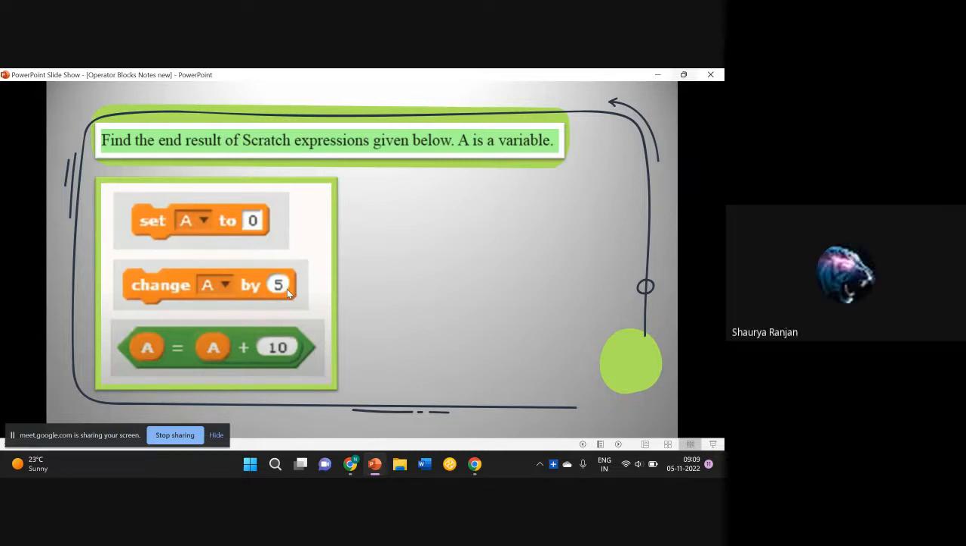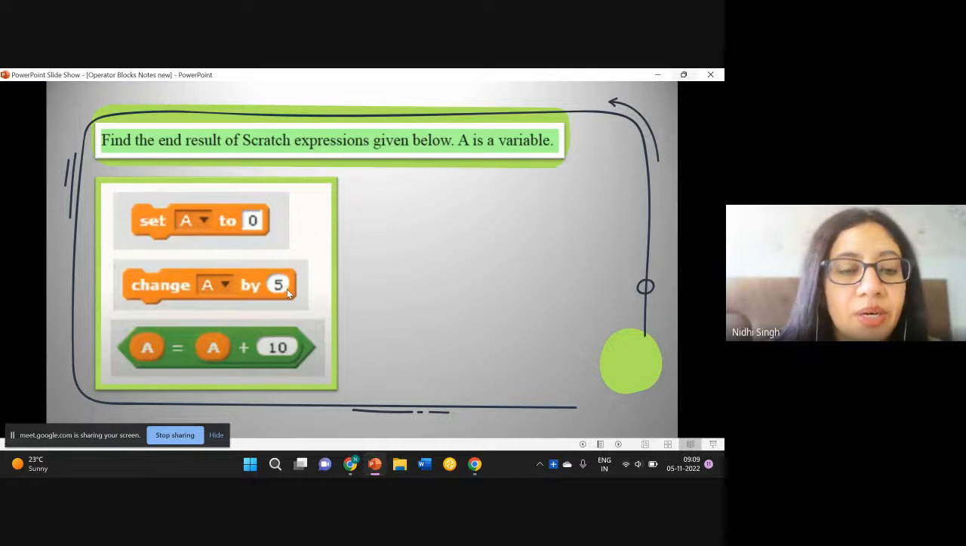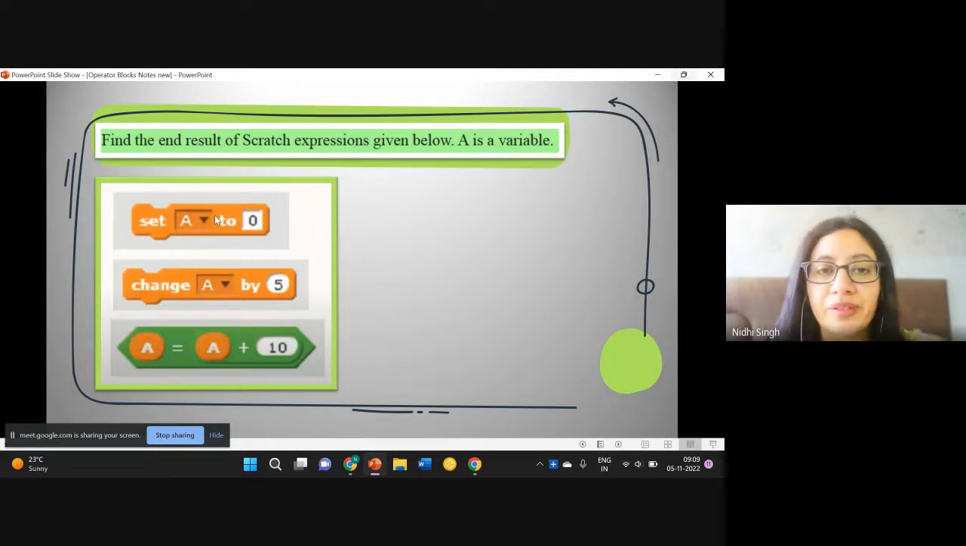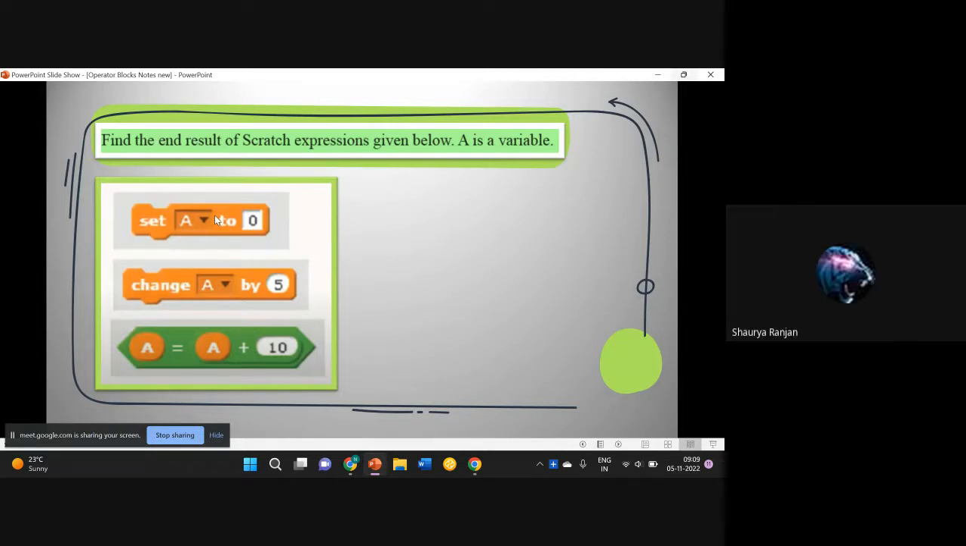Ma'am, from alphabet. See, what is A here? A is a variable. We created one variable in Scratch. Okay. And why are we creating one variable? You remember we discussed this before? Yes, ma'am, to change the number when something happens.